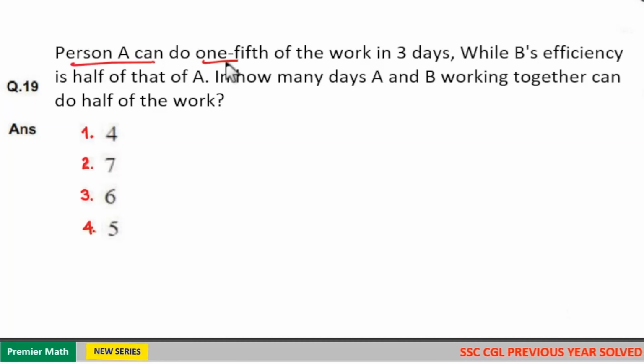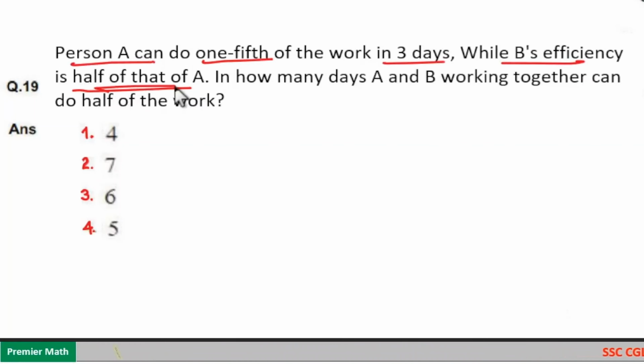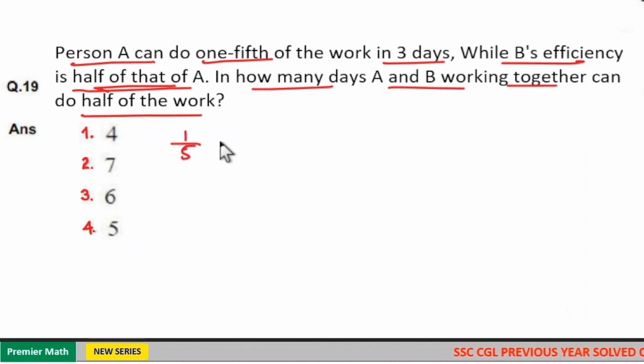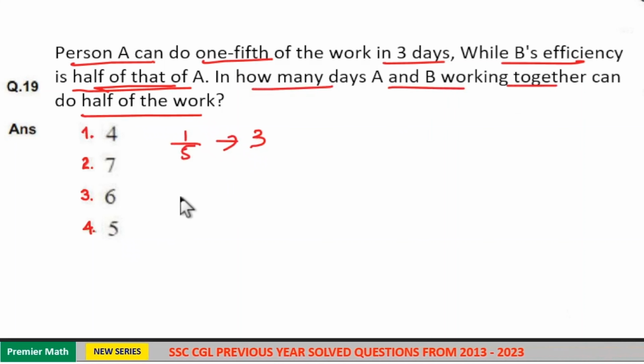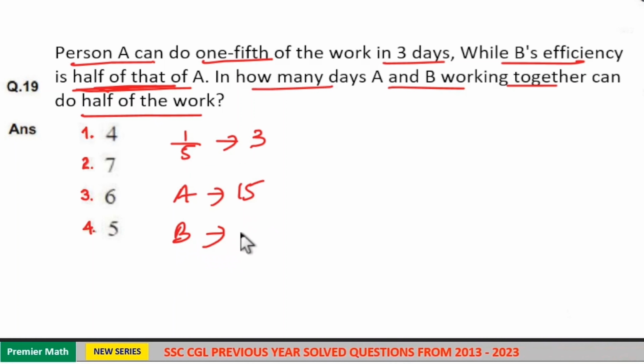Person A can do 1/5 of the work in 3 days, while B's efficiency is half of that of A. In how many days can A and B working together do half of the work? Here 1/5 of the work completed by A in 3 days means A can complete one full work in 5 into 3, 15 days. Now B's efficiency is half of that of A means B takes double the time of A to complete the same work. That is, B takes 15 into 2, 30 days to complete the same work.